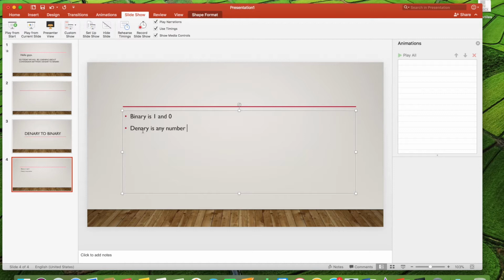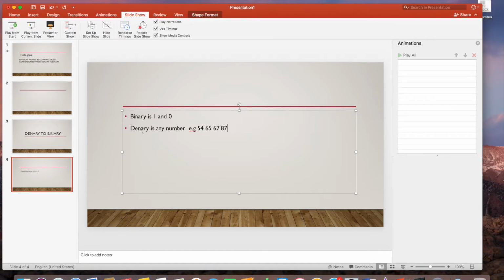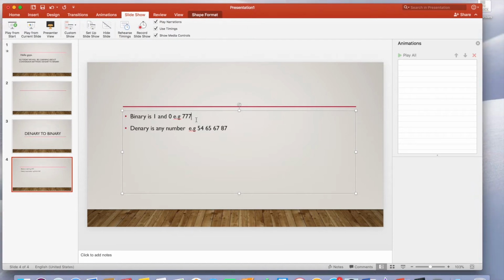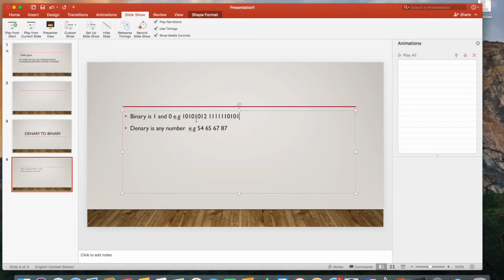The computer works with this, and binary can represent any number. A denary number can be anything, for example 100, 64, 68, 54, 65, 67, 87. And binary can be, for example, 110, 1010, or sorry, 101010. It can be literally anything. Now I'll show you guys how to convert it.